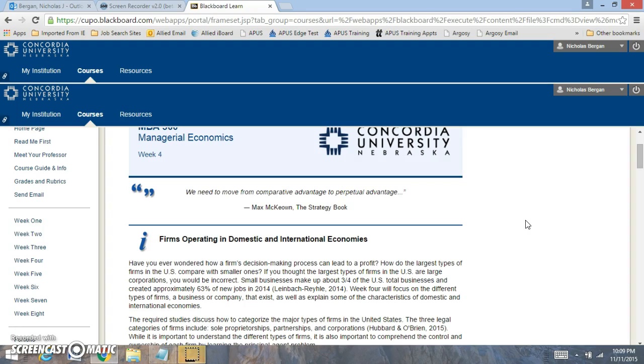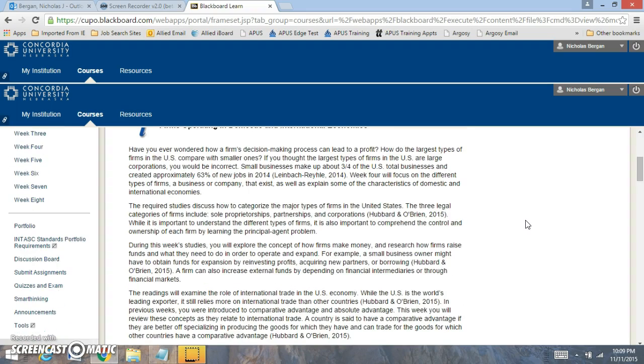For week 4, we're going to be focusing on the international economies and international trade specifically. For this week, we're going to be looking at the role of international trade and how the U.S. is a leader in trading, but still other countries rely on trading much more heavily than the U.S. When you look at the things that we're looking at in our economy with the presidential races, with certain candidates, you notice that trading is a big thing that they focus on.